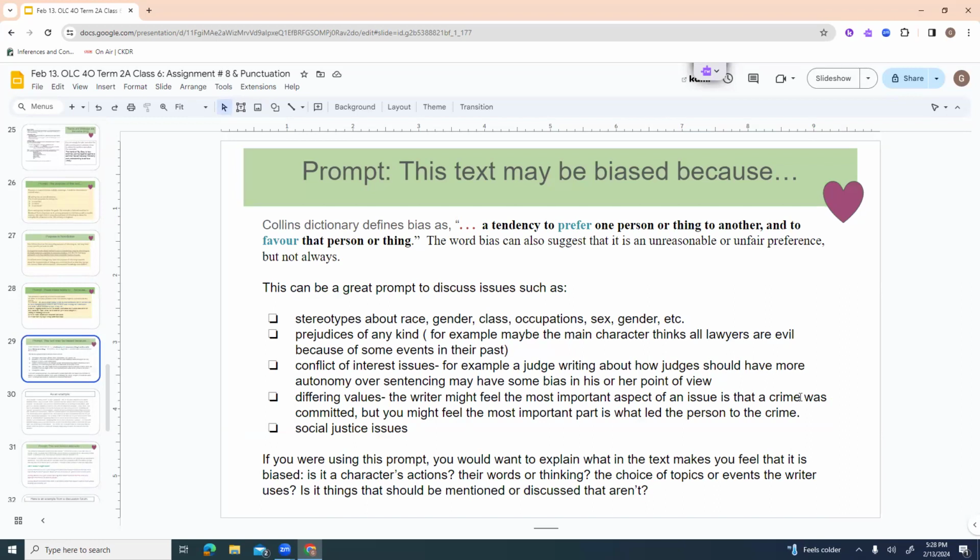It talks about this text may be biased because blank, blank, blank. What does bias mean? Well, the Collins Dictionary defines bias as a tendency to prefer one person or thing to another and to favor that person or thing. Now, it kind of suggests there's an unreasonable and unfair preference, but it's not always unfair. In this case, that's probably what we're looking for, though. It can be a really great prompt if you want to discuss issues like stereotypes about race, gender, class, occupations, sex.